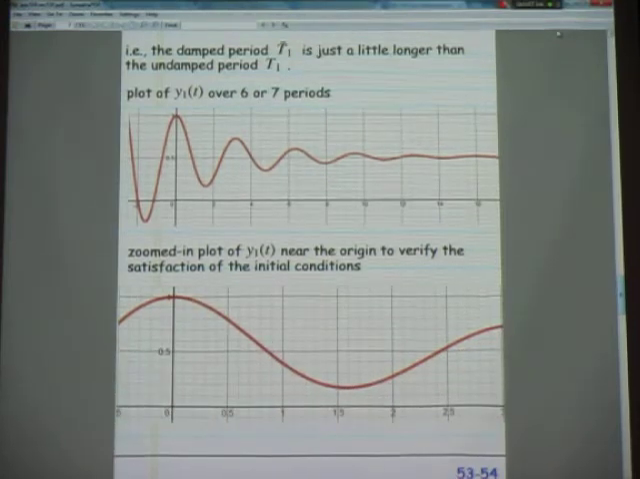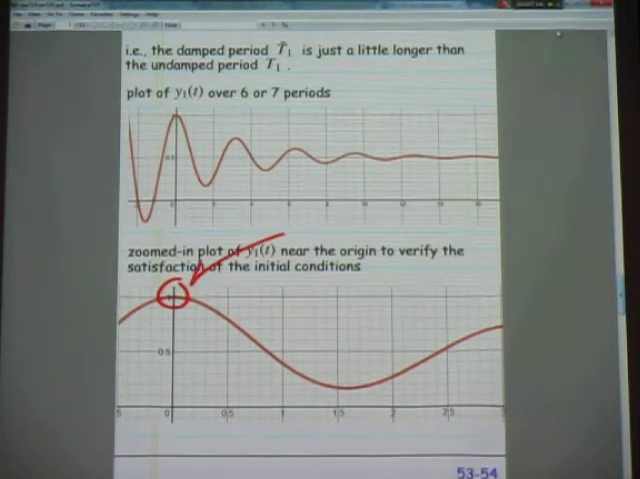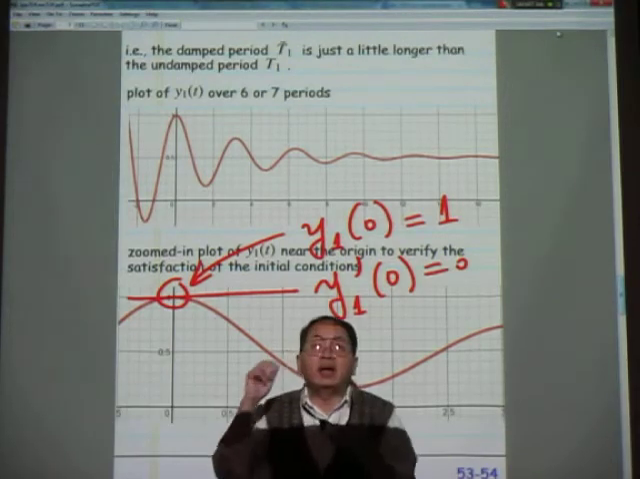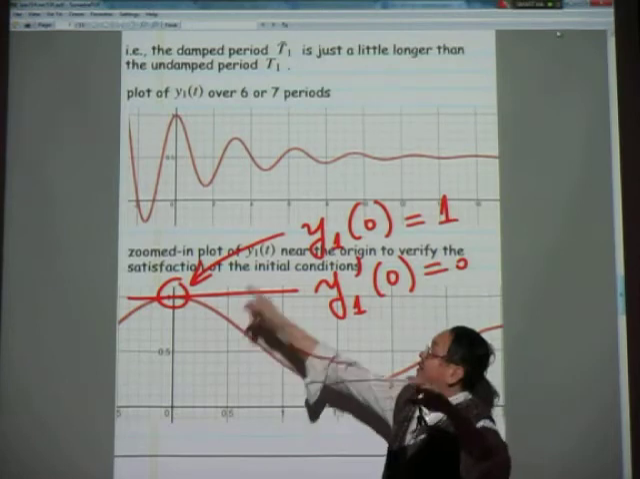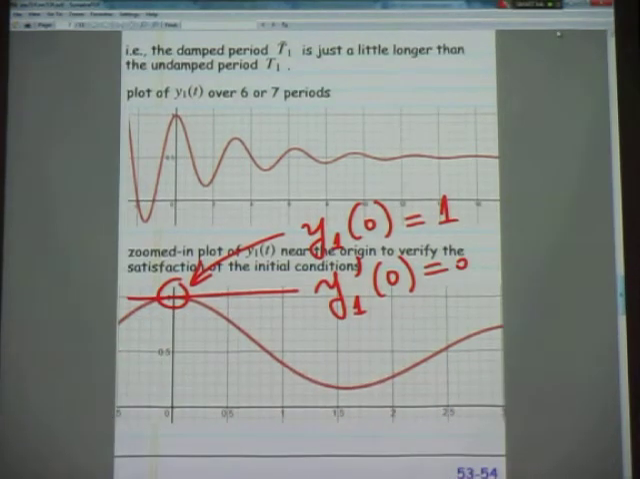Okay, so let me note down here for you. The value y1 at time 0 is equal to 1, and y1 prime at time 0 is equal to 0, as seen that the slope is horizontal. So you want to graphically verify the result and not just get the expression and then close the book and go home. Because as an engineer, you may make mistakes, okay? And that's the simplest verification that you need to do.